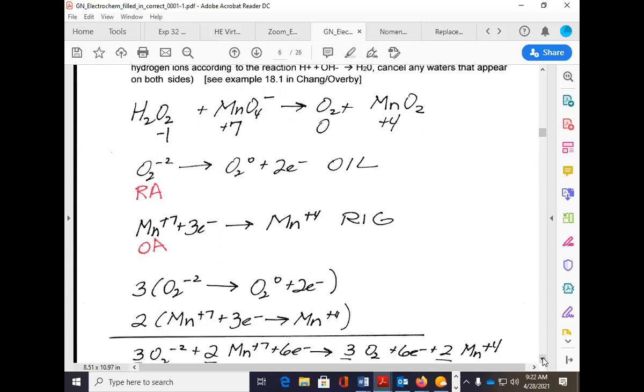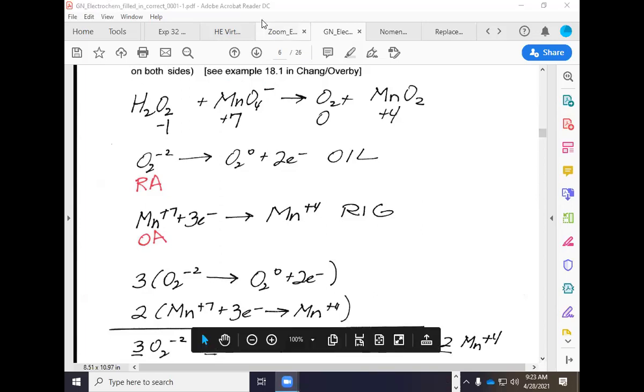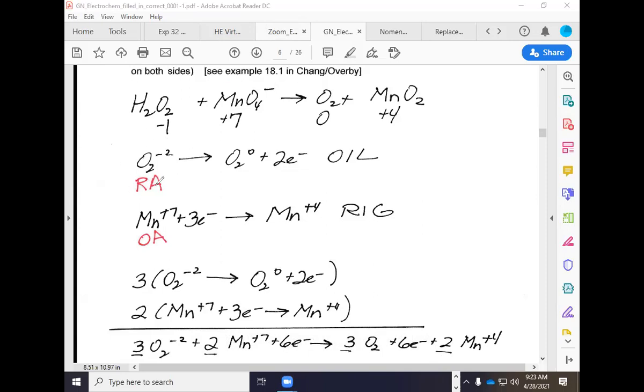Okay, so this is what you should have gotten. And now we have some numbers, and our electrons are 6 on both sides. We have to leave the peroxide together because that's what peroxide looks like. Peroxide is O2 minus 2. You must leave it together. It's like a little pair of twins.